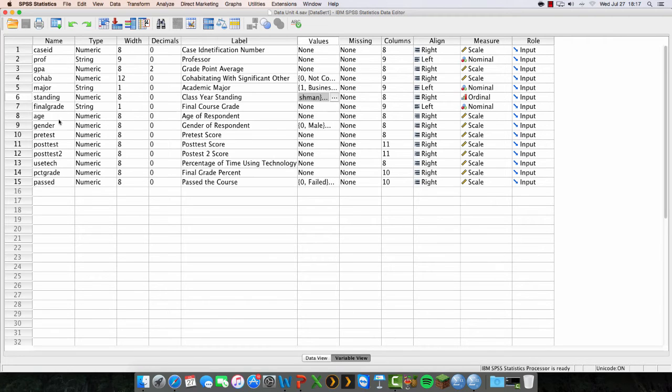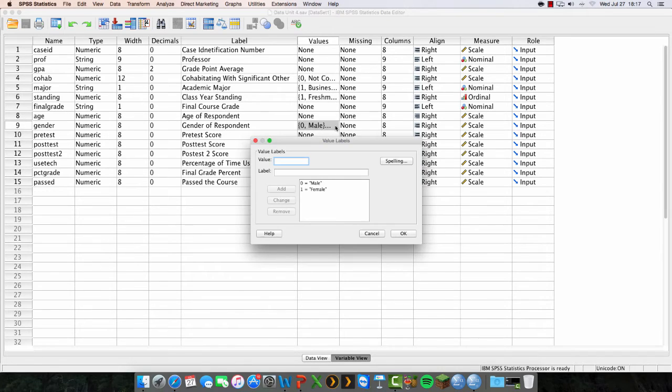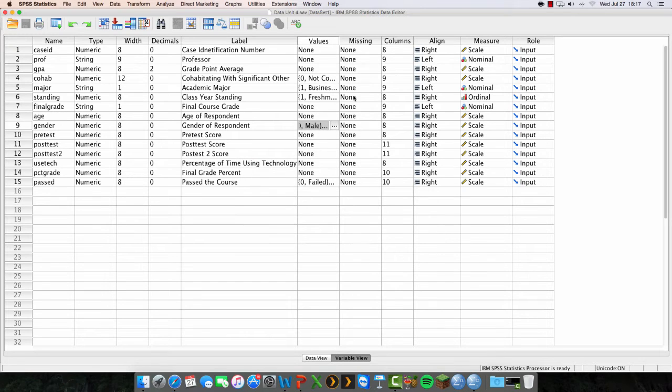The age of the student, their gender, and you can see it's coded 0 for male and 1 for female. And then the pre-test score, it's a percentage score. The post-test score, which is also a percentage score. And a second post-test score given later in the semester.